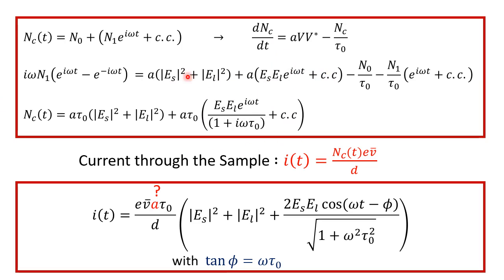So this is my current which is generated in my photoconductive circuit, right? Now I should realize that through my sample, the current is what? It is simply the number of carriers generated multiplied by E times V bar by D, which basically gives me 1 over TD, which is the drift time required to go across, right? That is my current through the sample.